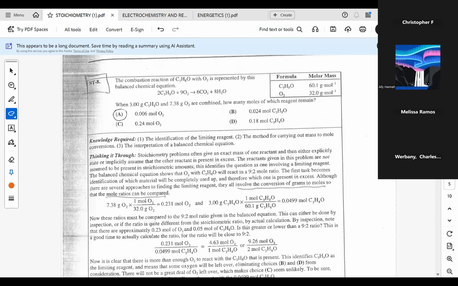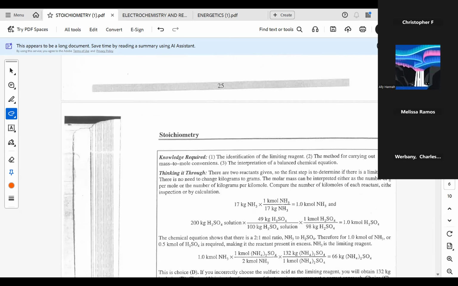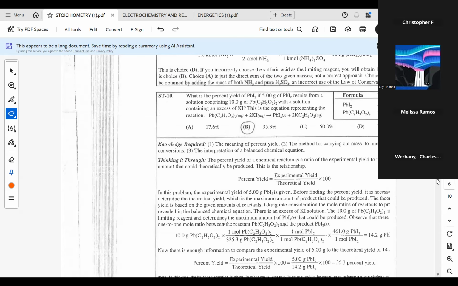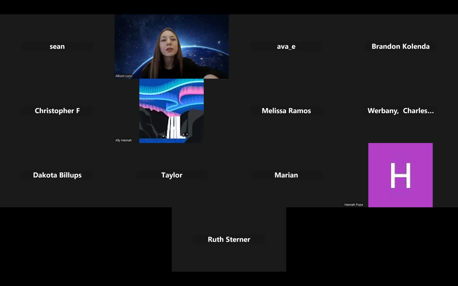Let's see here. What else do we want to look at here? All right, I'm going to stop from this document, and I'm going to open up. Ooh, hold on. It won't let me minimize. Hold on. Let's see here. In the background, I'm going to pull up, what do I have next?